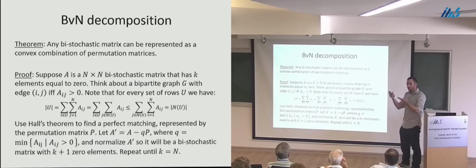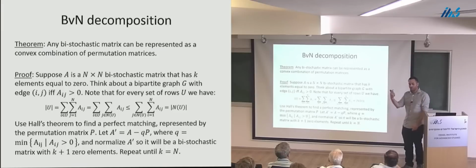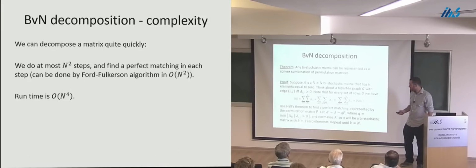So we found a matching in the graph, a perfect matching, which represents a permutation matrix. Now we remove from A as much as we can of that permutation matrix without turning any of the elements negative. We do it just until at least one element becomes 0. And we get a new matrix that we can normalize to become bistochastic again and do the same process, but this new matrix has one more 0 compared to the previous matrix.